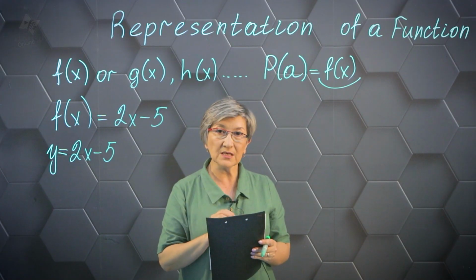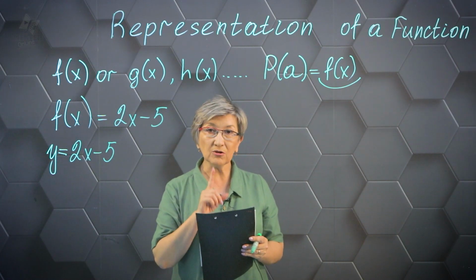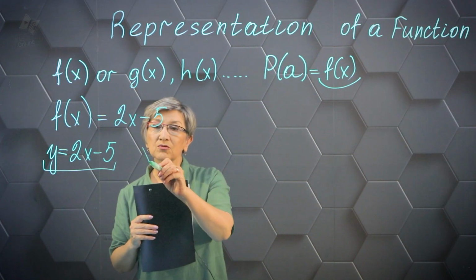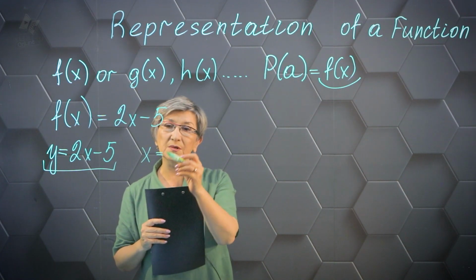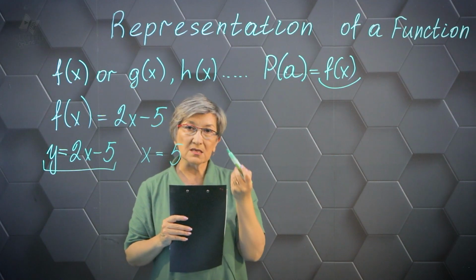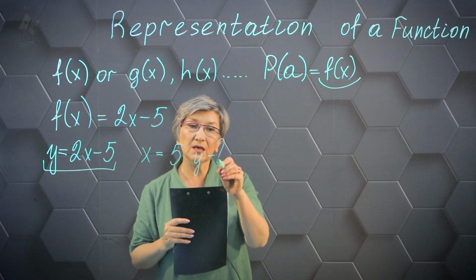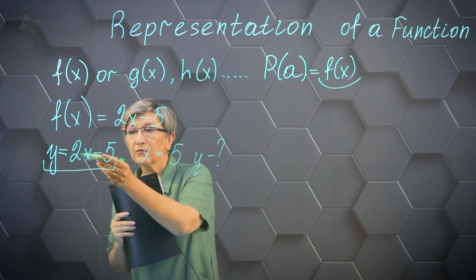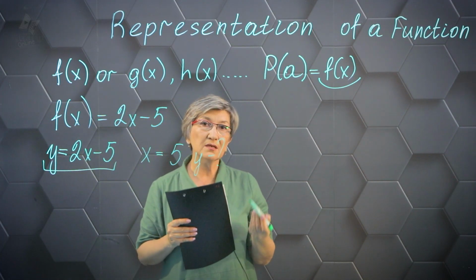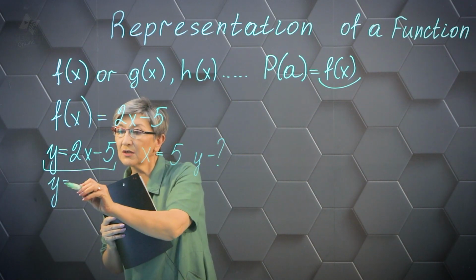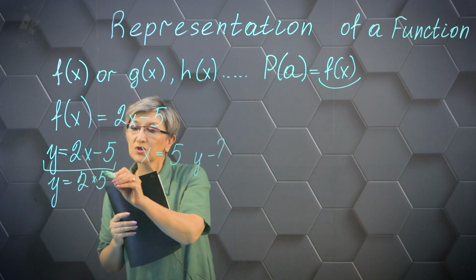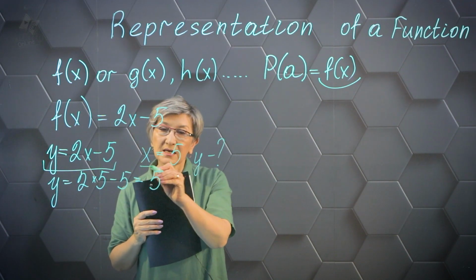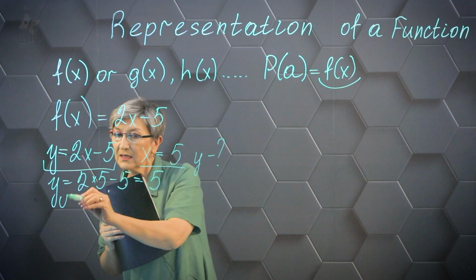But it's very common in math to find assignments in which a function is given as a formula, and the value of x is given. Let's say x is equal to 5. And accordingly, we need to find the value of y. What you need to do is substitute the value 5 instead of the variable x. And then we will find the value of y. 2 times 5 minus 5, and that equals 5. When x equals 5, then y equals 5.